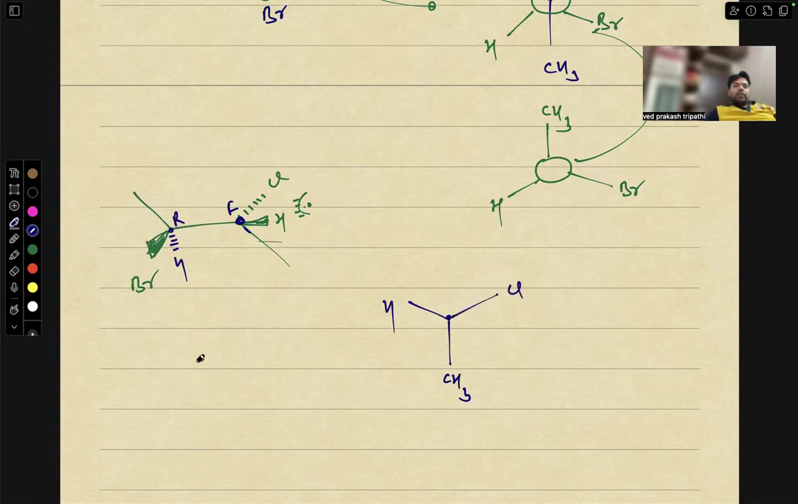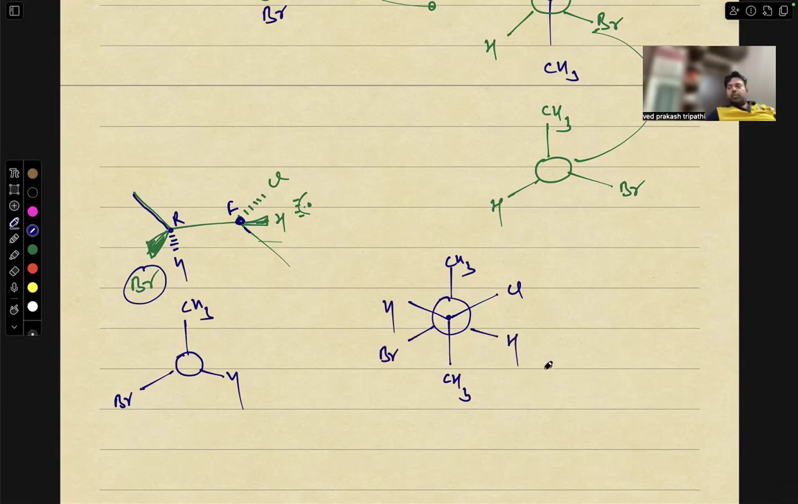Now look at the rear one, circle one. This bond is like this, straight up. And again, wedge is left and hydrogen would be right. So draw this. So this is the Newman projection, okay? I hope it makes sense.